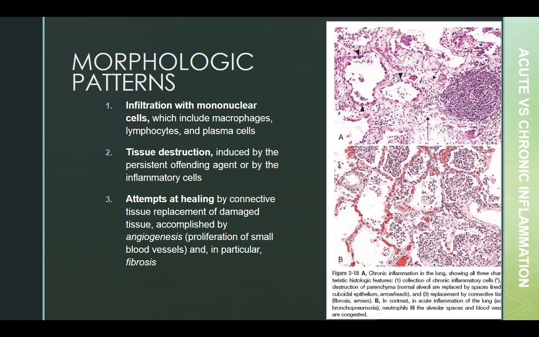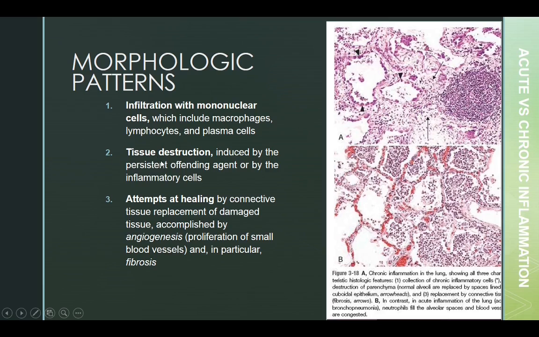So what are the morphological patterns? There is infiltration with mononuclear cells, which include macrophages, lymphocytes and plasma cells. These are the cells responsible for chronic inflammation. I told you that in acute inflammation it is mostly neutrophils which come and attack, going towards the noxious site of inflammation. In chronic inflammation, it is macrophages, lymphocytes and plasma cells.